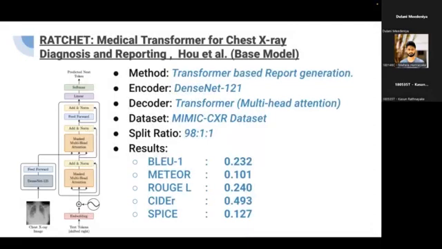So this is the RATCHET paper. We have referred to this study in the slide as the base model of our system. In their implementation, they have used a DenseNet 121 CNN encoder for feature extraction and a transformer with multi-head attention as a decoder to generate the report. And they have used the MIMIC-CXR dataset to train, test, and validate their results. And the accuracies obtained are shown in the slide.